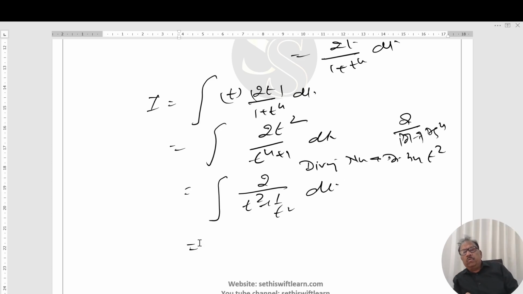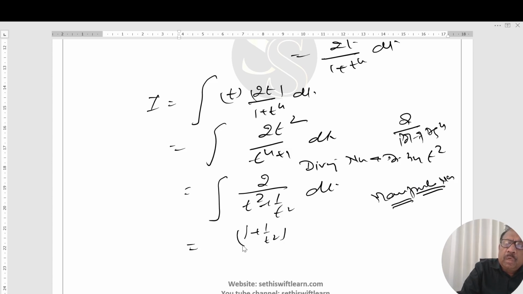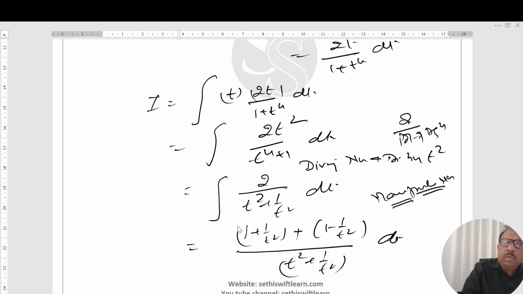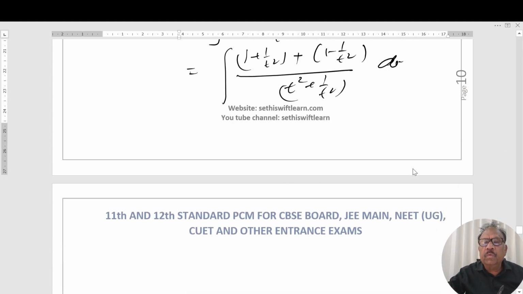Now we have to manipulate the numerator. This is a very, very important point. 1 plus 1 over t square, 1 minus 1 over t square. If you go back, this cancels out and we get 2. If 2 was not there, we would multiply and divide by 2. This is a very, very important topic. Now we will break up.